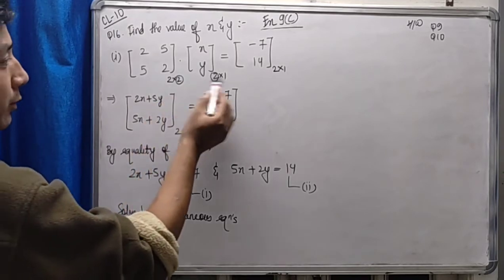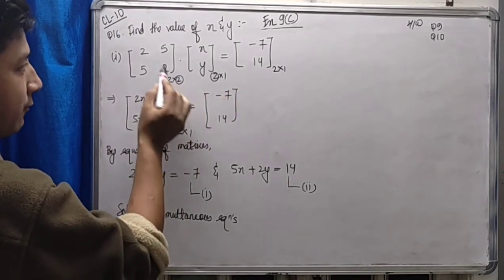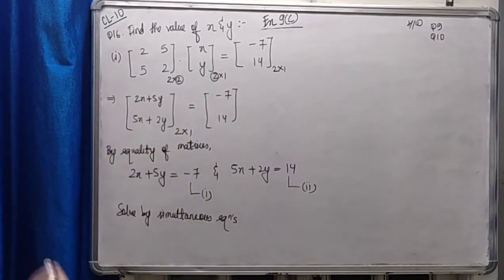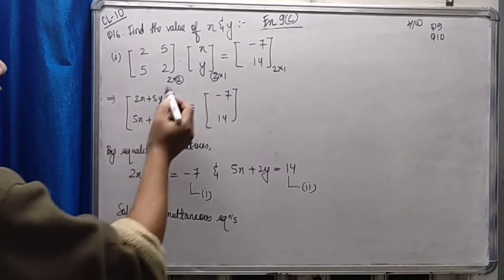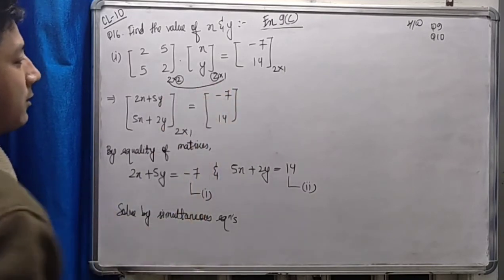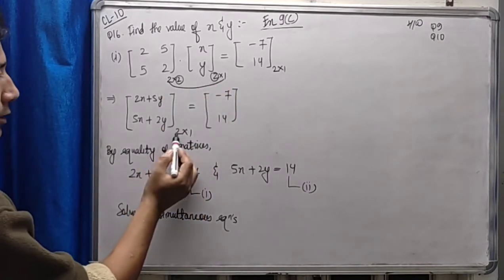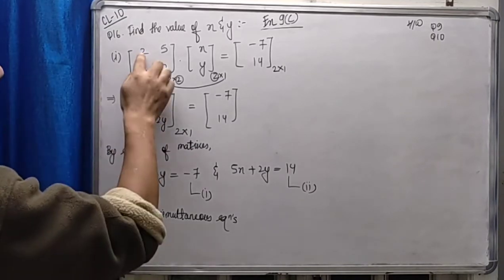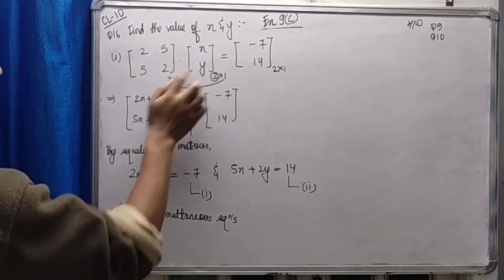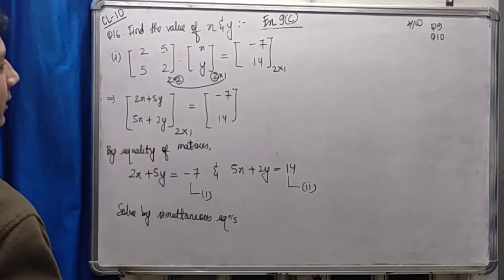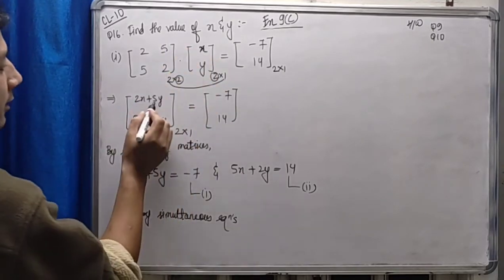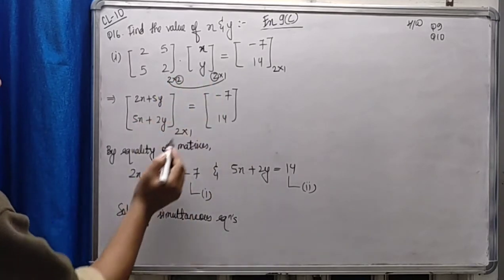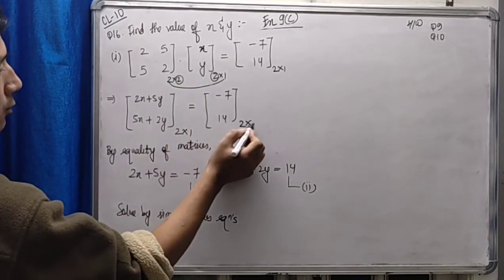2 into 2, 2 into 1. As the number of columns of the first matrix equals the number of rows of the second matrix, matrix multiplication is possible. After matrix multiplication, the matrix should be of order 2 into 1. So the multiplication goes this way: 2 into x plus 5 into y, so 2x plus 5y we will get as the first element. The second element is 5x plus 2y, which is equal to this. This is 2 into 1, and this is also 2 into 1.